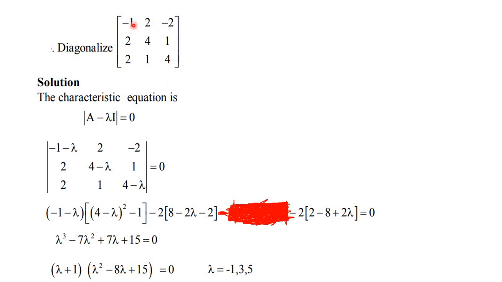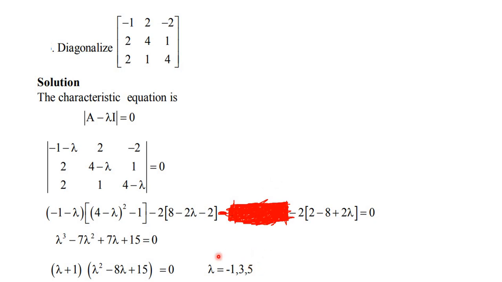So diagonalizing this square matrix means we have to construct a diagonal matrix with the diagonal entries -1, 3, 5. So for finding this diagonal matrix, now we calculate the eigenvectors for these eigenvalues -1, 3, 5. Also, these eigenvalues -1, 3, 5 are distinct eigenvalues, so the diagonalization is applicable for this 3 by 3 matrix.